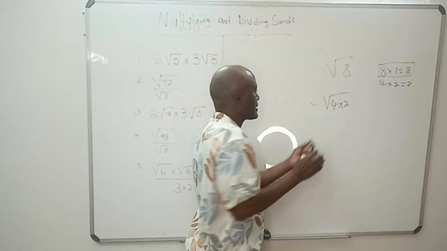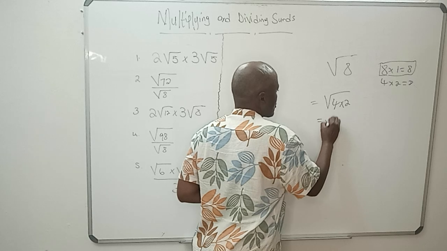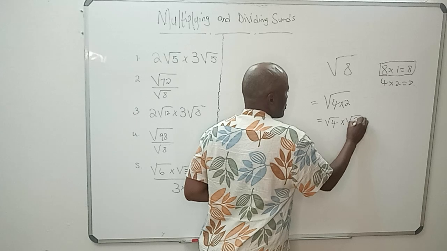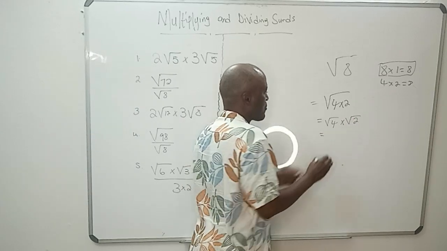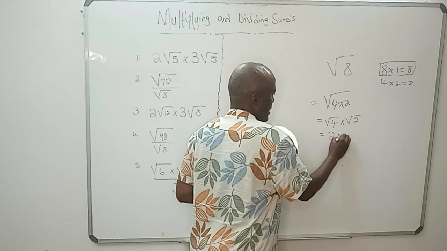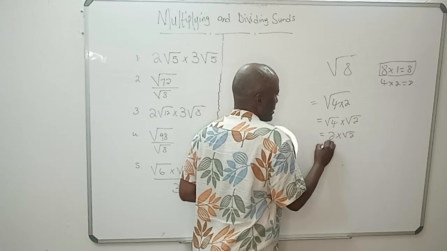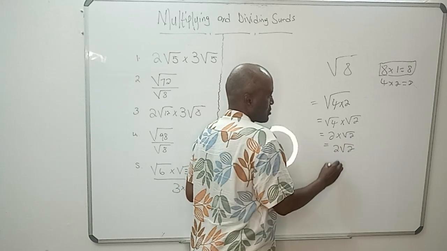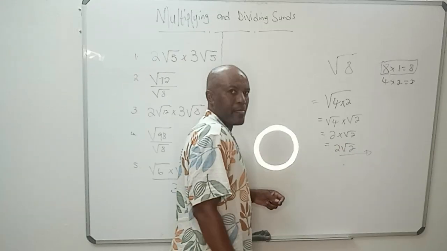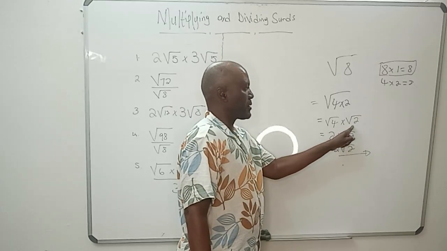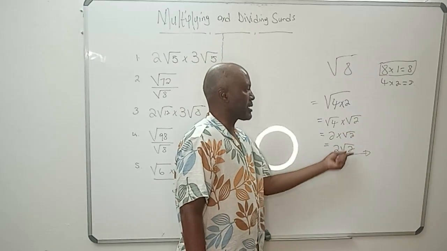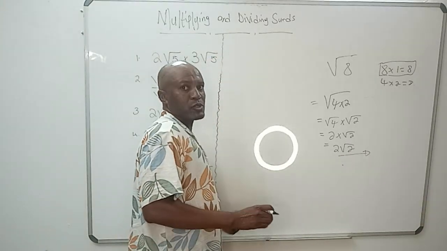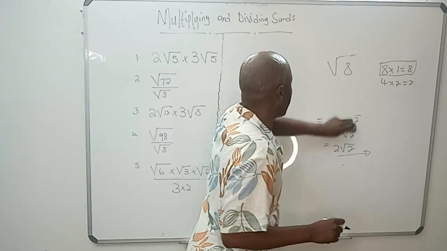Then we need to split this. This is the same as square root of 4 multiplied by square root of 2. Now, what is the square root of 4? It is 2, multiplied by square root of 2. Then the answer is 2 root 2. That is the answer. We cannot simplify the square root of 2. We are going to leave it like that and get 2 root 2. That's how we do it when we multiply surds. Okay?